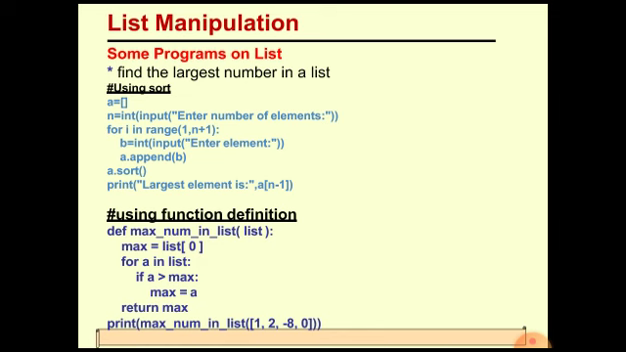So the first example of the program is to find the largest number in a list. There are two ways of doing this. First of all, we can use a built-in sort method. The sort method is a built-in method. A built-in method means it is a predefined method for sorting all the elements of a list.